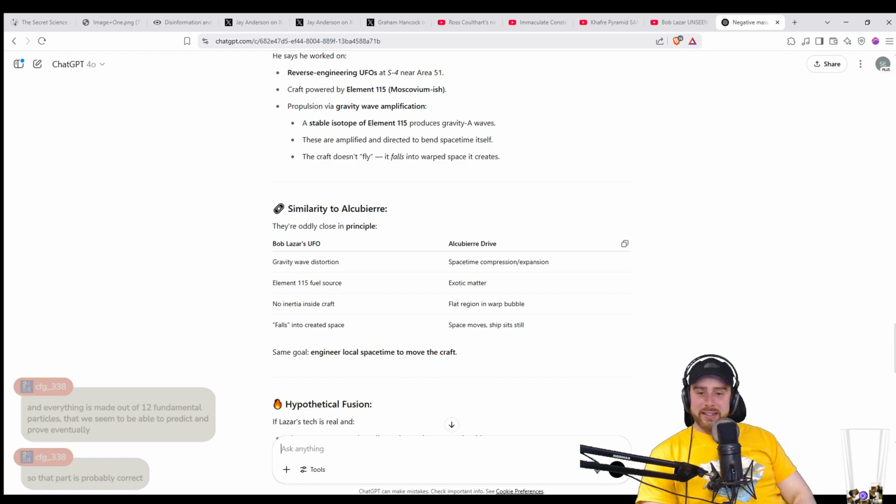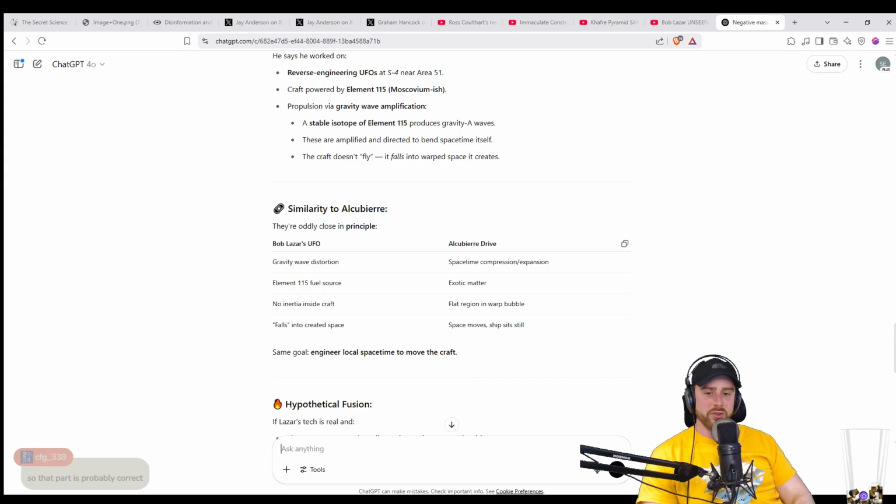Anyway, okay. So you've got gravity wave distortion, space-time compression and expansion, element 115 as a fuel source, exotic matter, no inertia inside the craft, a flat region in a warp bubble, so you're not moving. The craft falls into created space, space moves, the ship sits still. Engineer local space-time to move the craft.